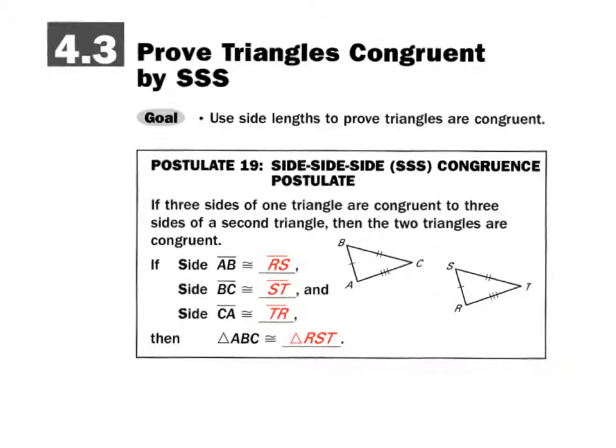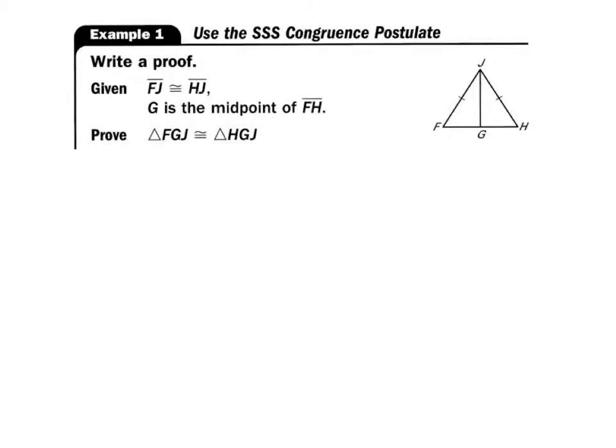So the example here shows that these three sides are congruent to the three sides on a separate triangle, and because of that, these two triangles in the diagram to the right, triangle ABC is congruent to triangle RST. This is a fairly easy concept to understand, and let's see how we can use it.